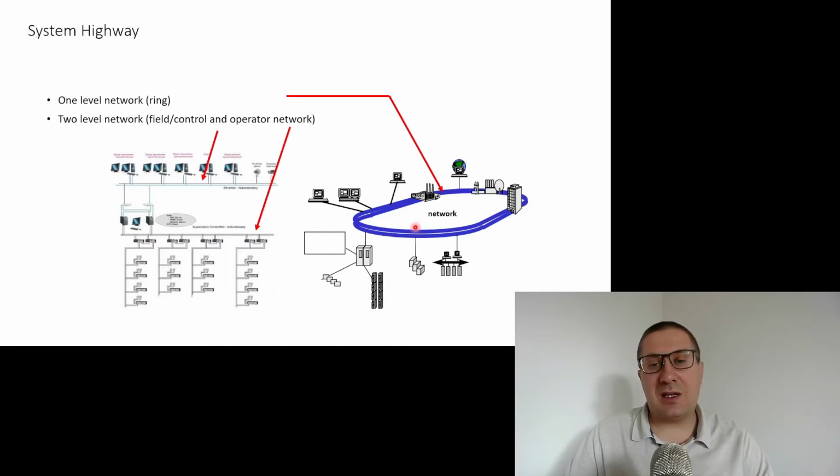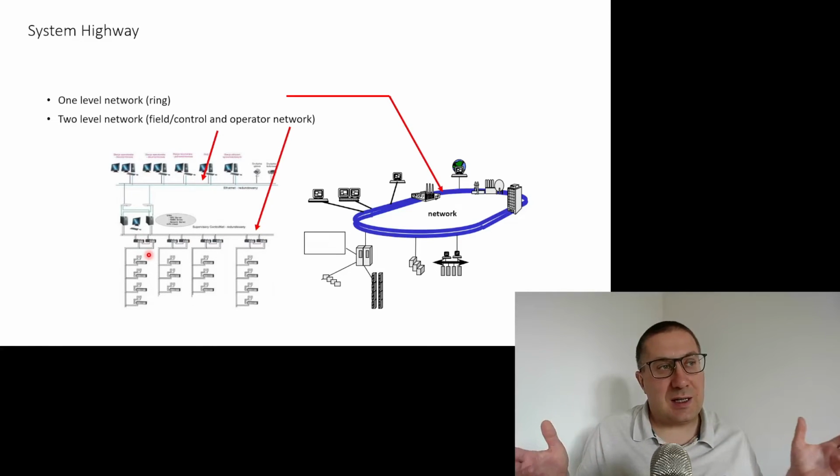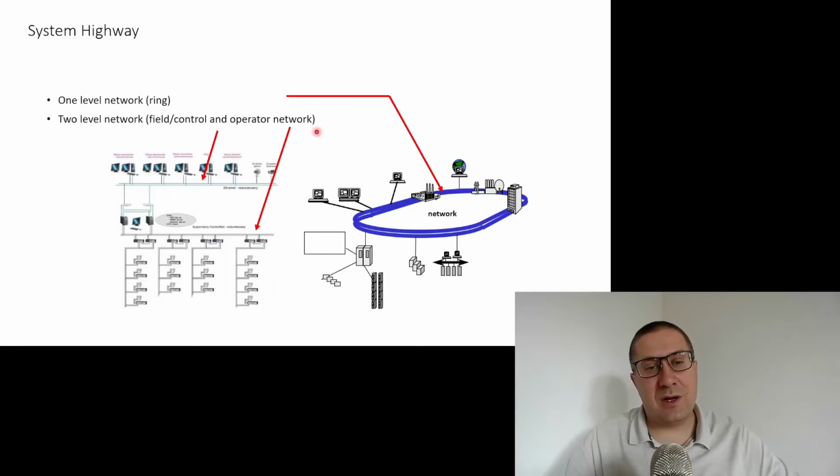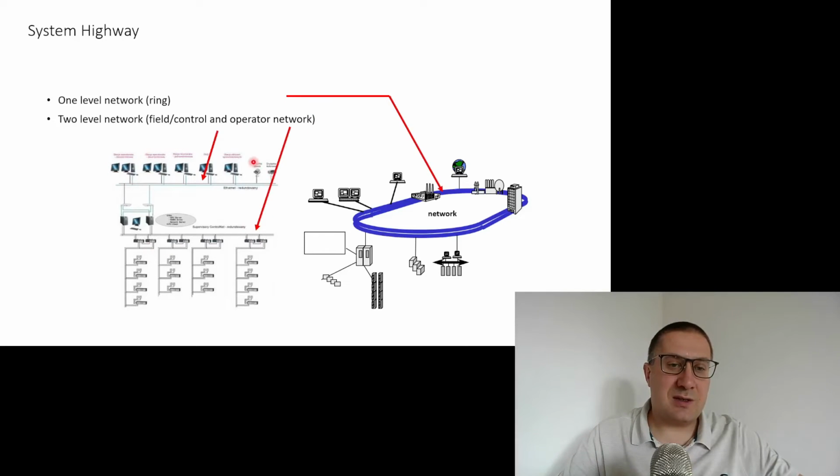There are different architectures. We can have one level network where the controllers and engineering stations and operator stations are connected to one network. We can have a division between the control network and the operator network. So all the controllers can be plugged into the one network, and there is another network where the engineering stations and operator stations and archiving stations are connected, and of course routers between them.